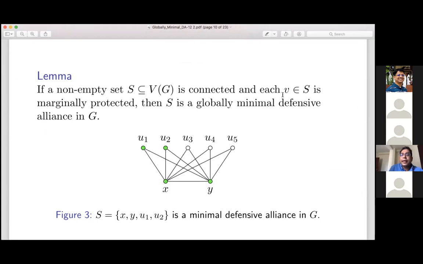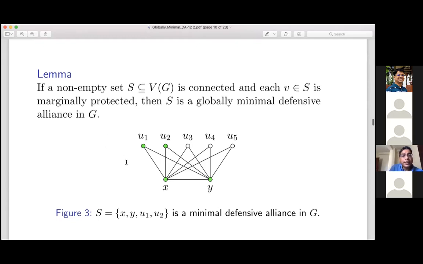Okay, so these are the 2 necessary conditions, and then we have this sufficient condition: if a non-empty set S is connected and every vertex V is marginally protected, I'll say what marginally protected is, then S is a minimal defensive alliance. This is a mistake here, just omit this global term. So then S is a minimal defensive alliance in G. So if S is connected and every element in S is marginally protected, then these are the sufficient conditions for S to be a minimal defensive alliance. It's not difficult to see this, but before that, I'll say what is marginal protection. But these are not the necessary conditions. I'll explain that. So what is marginal protection?